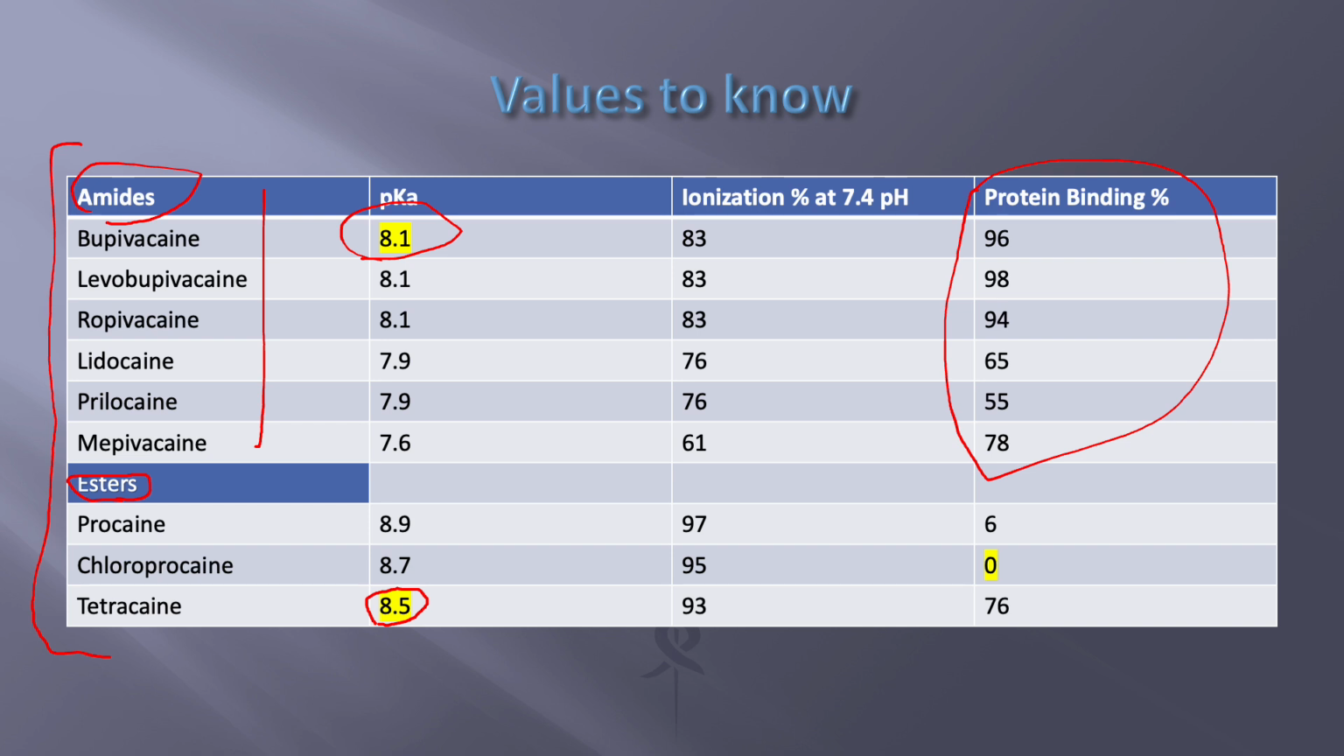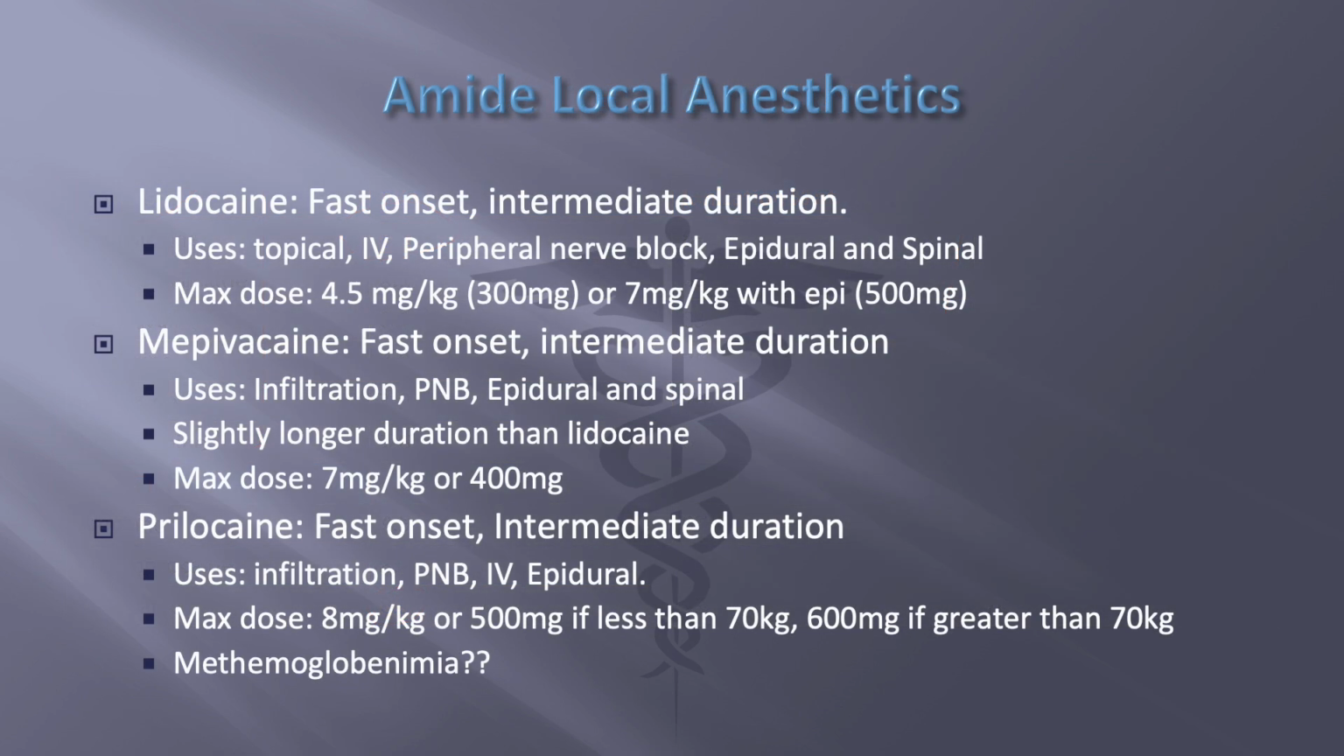So let's get into a little bit of the individual anesthetics here. Amide local anesthetics. Lidocaine. Remember, it's got the two I's. It's got a fast onset and intermediate duration. This is what we use for an isolated nerve block of the median and ulnar nerve, the other day when I took care of that guy that had a cat bite, and we had to debride his pinky finger. We did an isolated nerve block with some lidocaine. He had good anesthesia for about 2 hours, and we were able to do the procedure safely. Uses are going to be topical, IV, peripheral nerve block, epidural, and spinal.